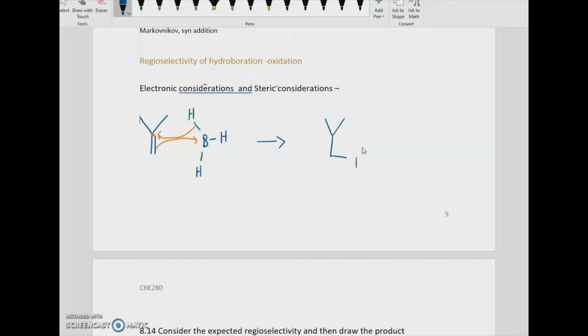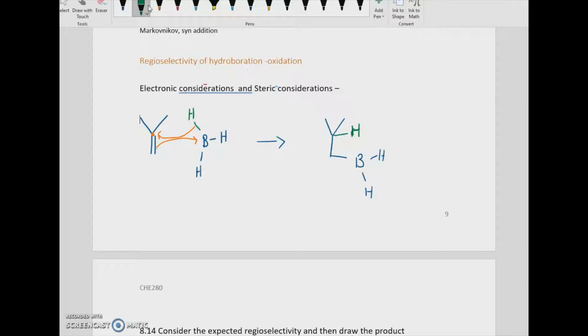So what we end up with is something that looks like, we've got a boron sitting here. It's still got its two hydrogens on it. And our green hydrogen and its electrons are here. And that's put the hydrogen on the more substituted position and the boron on the less substituted position.